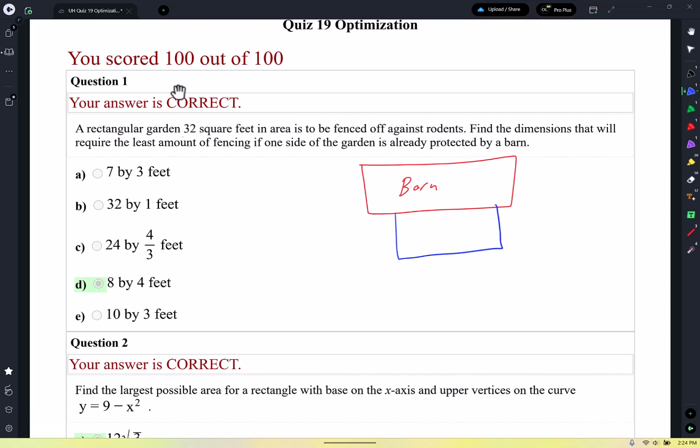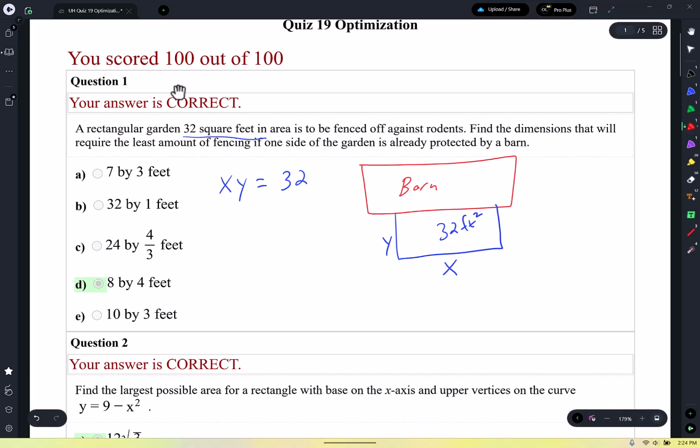How many square feet do I have? 32 square feet. So that is my restriction equation. So I'm going to say, if I call this x and I call this y, x times y is 32 because area of a rectangle is length times width. Are we okay? All right, so there's my restriction, and they want me to optimize the least amount of fencing. So the amount of fencing is, let's see, f for fence, x plus 2y. Does that make sense? Okay.